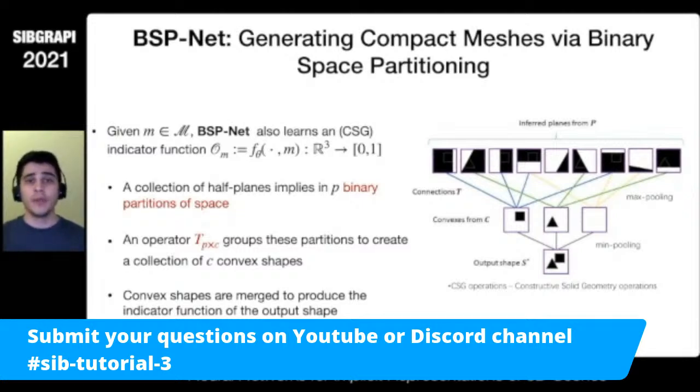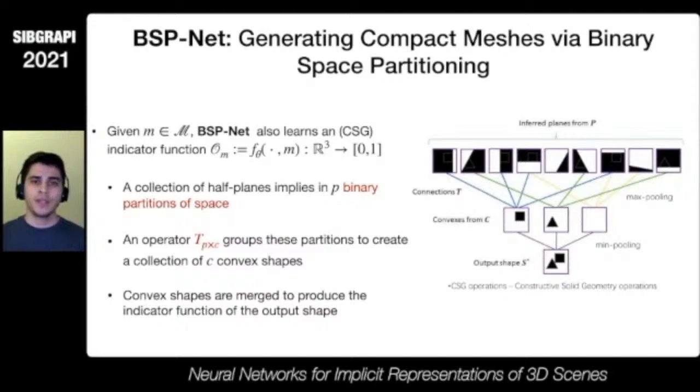However, here there is an operator that groups these half spaces to create a collection of convex shapes using the intersection operator. This is new in relation to ConvexNet. This operator learns the edges that connect the half space nodes to the convex nodes. Finally, as expected, the convex shapes are merged to produce the indicator function using the union operator. The entire process is based on CSG operations, hence the input shapes can be easily represented using a polygonal mesh.